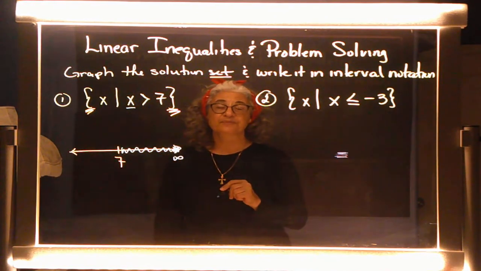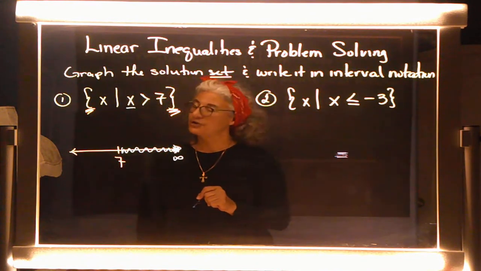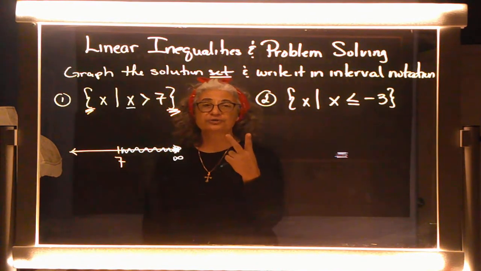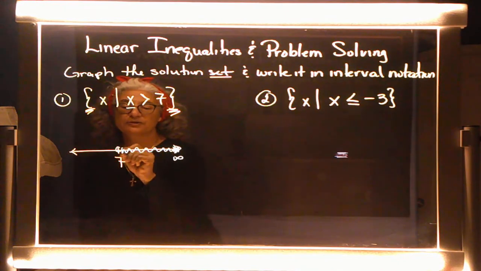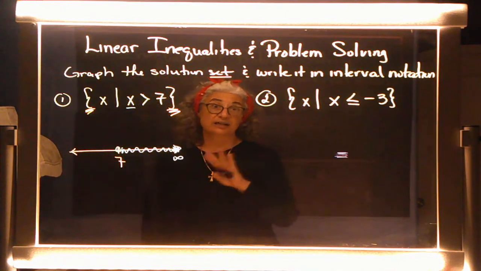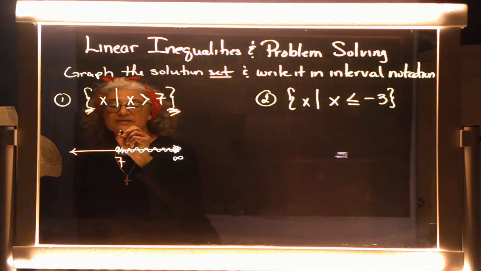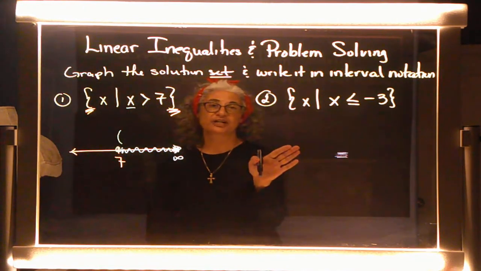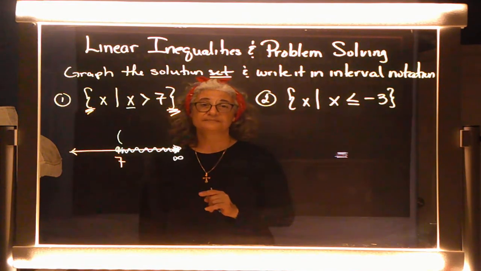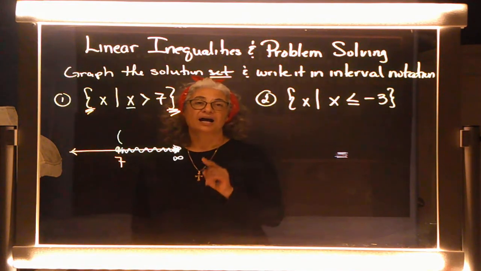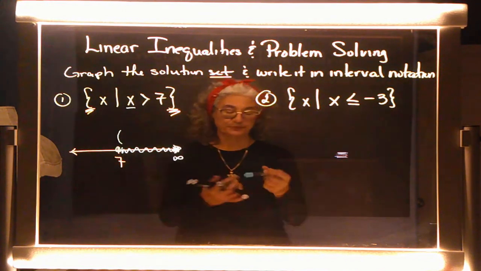Agreed? Now, did it say x was equal to 7? No, it didn't. So there's two notations we can use. I can put an open circle here, which tells me it's not equal to, or I could put a parenthesis facing the direction of the shading, which also means not equal to. Good? Okay. I'll be back to this, so hang in there, but let's go graph number 2.